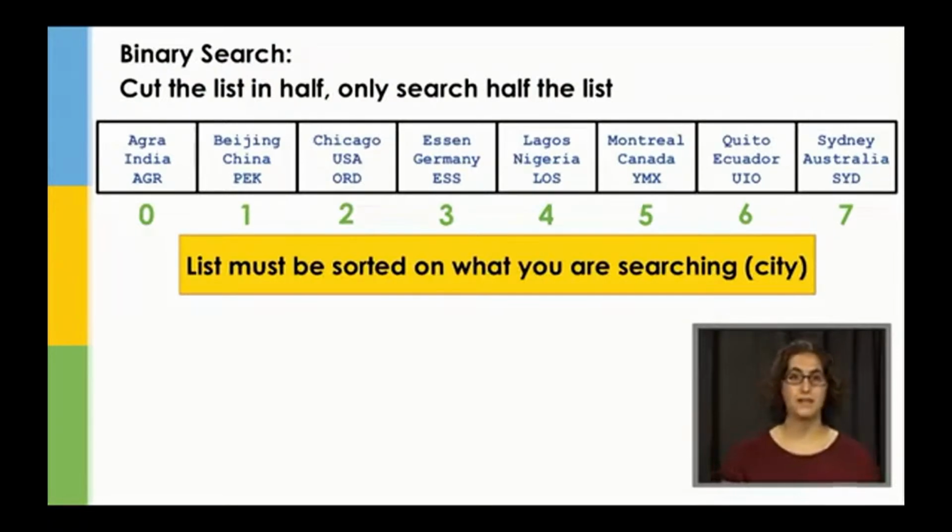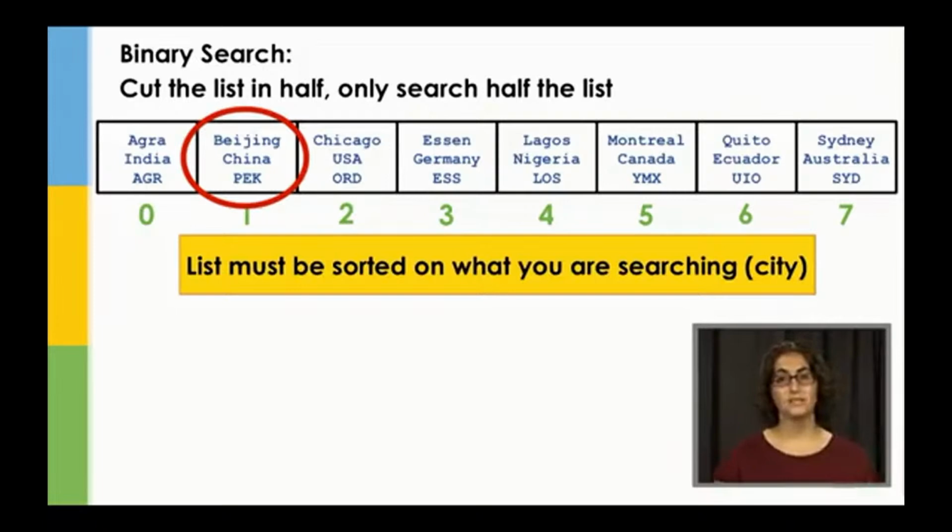For example, if we're looking for the airport code of Essen, then what we do with this particular list is we look about halfway through our list of elements and, oh, we found it, excellent, Essen is right in the middle. All right, so that's kind of silly. Let's look for another element. Maybe let's look for the airport code of Beijing.